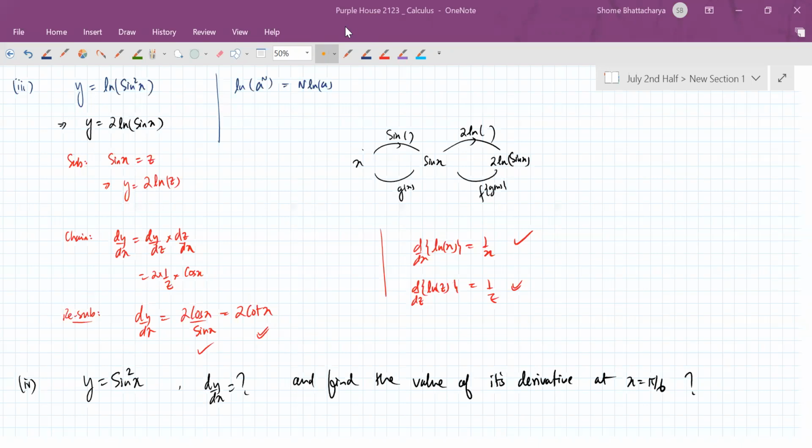Manas and Ayan, just check your steps once, both of you. Yes, Rishita, your answer is correct. Now we have to calculate the value also. Yes, sir, I'm calculating.